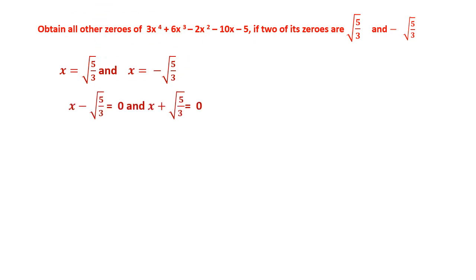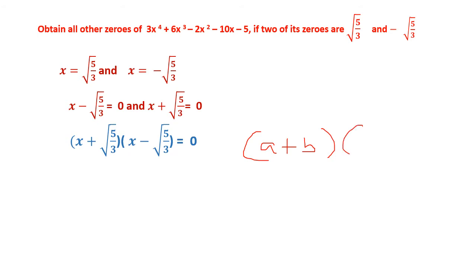So here it is. Now, these two are the factors and we are going to take the product of these two factors. Here they are forming an identity. Can you notice which identity? Yes, it is (a plus b) into (a minus b), that is equal to a squared minus b squared. We are going to use this identity in our sum.